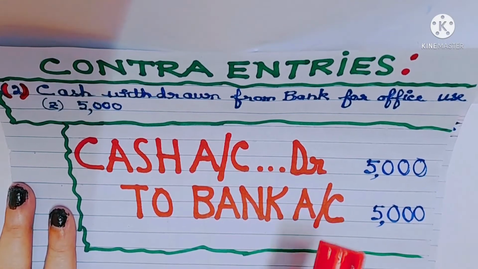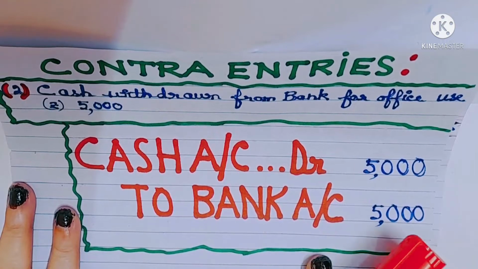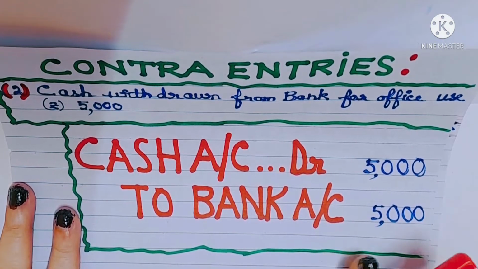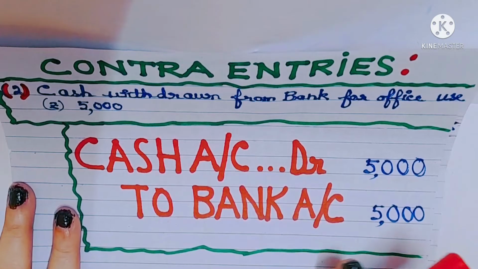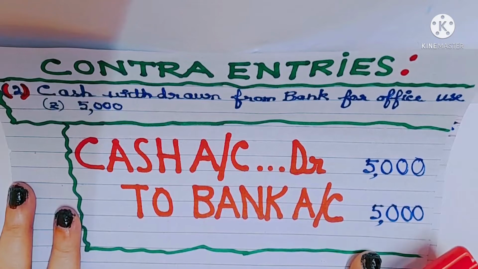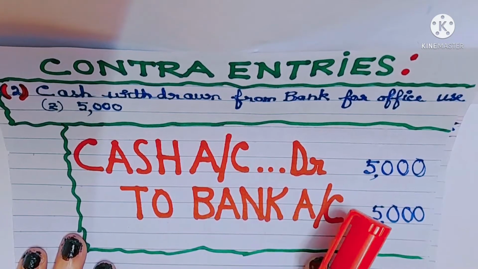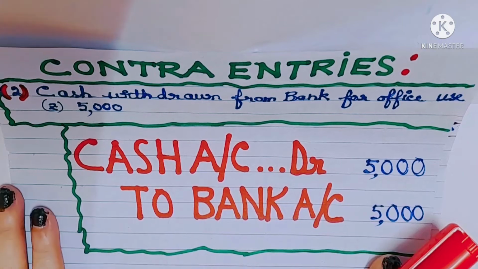Why is bank account credit? Because bank account comes under personal account. According to personal account, the giver of the benefit is credit. Here, when cash is withdrawn from bank, the bank balance is reduced. Bank is the giver of cash and the cash balance is increased. So since bank is the giver of the benefit, bank account will be credited. Understood?